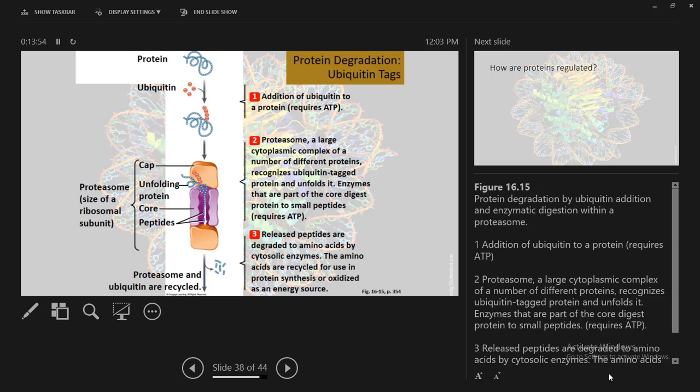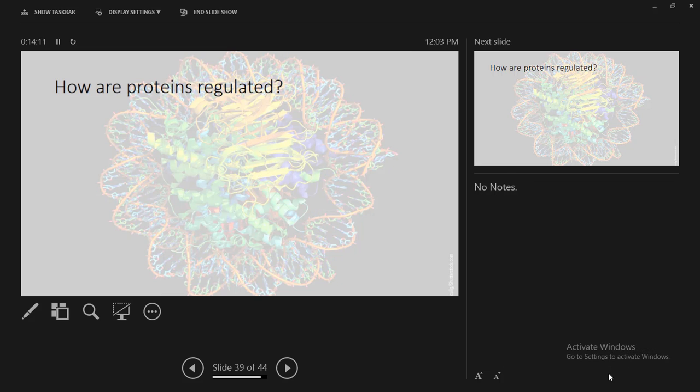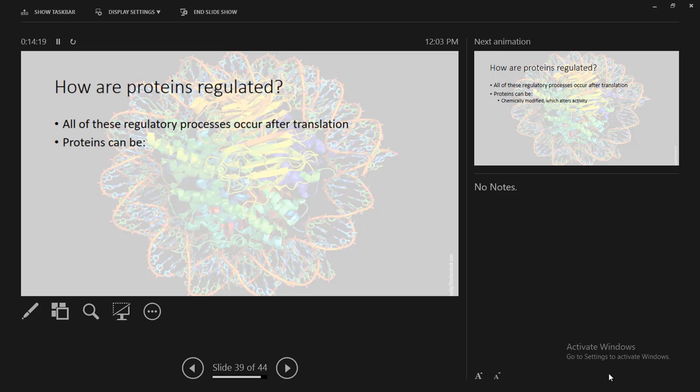But this is also what your cells do when they've already made a protein that they don't need anymore and they don't want around. Because proteins are doing work, right? They're doing things. And so if that needs to stop as the cell responds to some signal, you need to get rid of that protein, okay? And so you mark it for destruction. So all of these happen after the process of translation. So these are ways in which we can modify proteins.